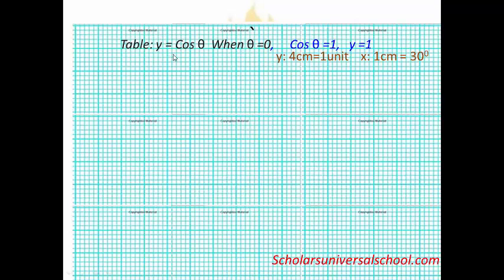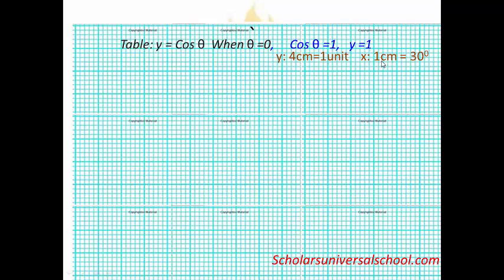That's why we said that y equals cos theta, but when theta is equal to 0, what happens? When theta equals 0, remember cos 0 degree equals 1. So cos theta will be 1 when theta equals 0 degree. So we chose our scale: 4 centimeters on the y-axis will represent 1 unit, which simply means that 20 small boxes, because 1 centimeter equals 5 small boxes, will represent 1 unit.